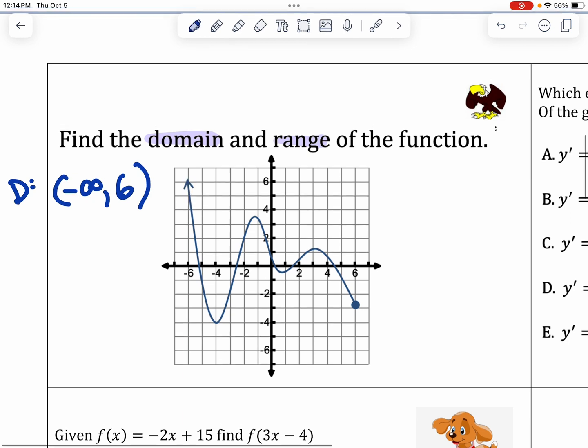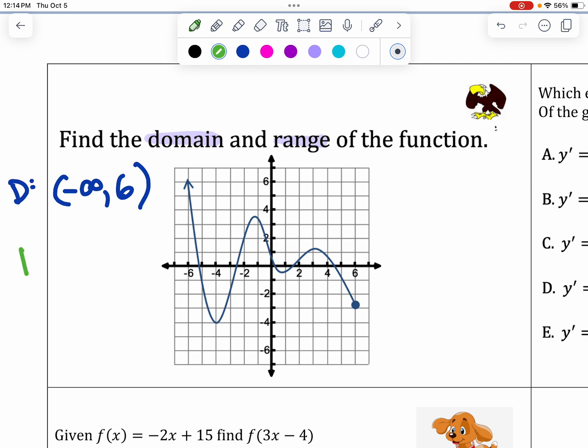The range is almost the exact same idea, except instead of looking at the timeline, you are looking at the height. So I'm literally going to find the lowest point on here because you should be writing it as low to high. The lowest point, I think, on this curve here, the lowest point that I see is that point here. And the height of that lowest point is -4. So that's why my first number here is going to be -4.